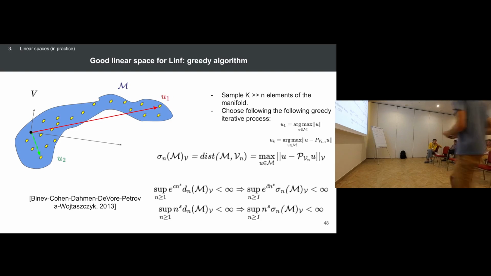For example, just in 2 dimensions. So imagine V is 2 dimensions. So dimension V is 2. Now you have the manifold.